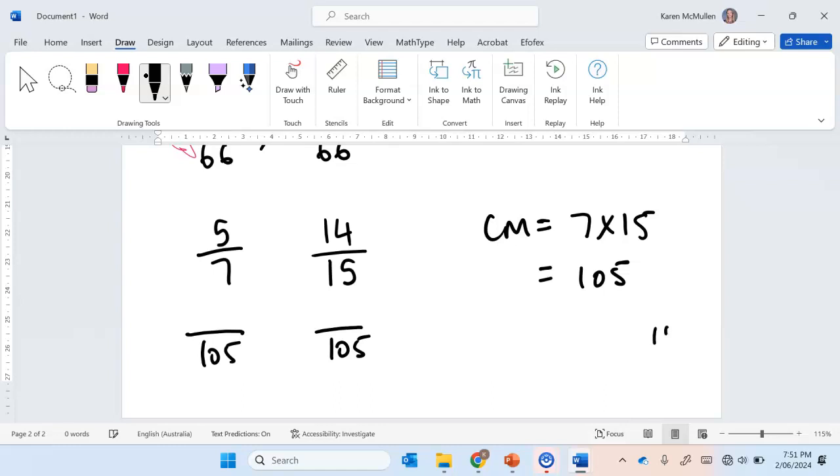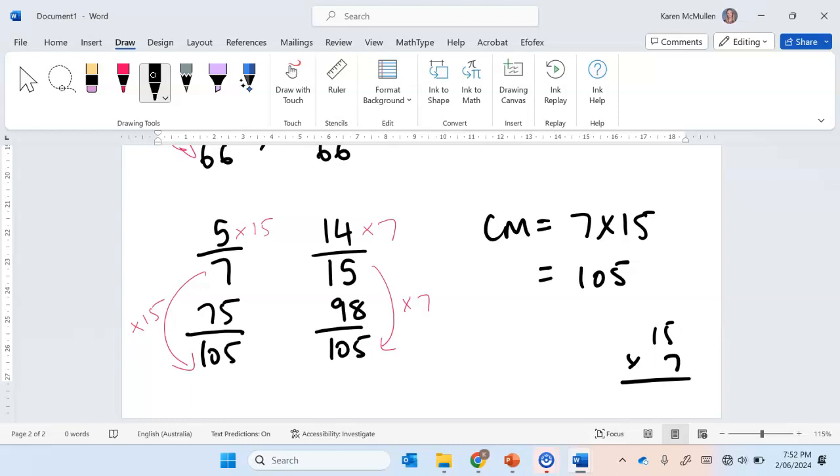If you were doing that, you do your little thing on the side there. So what did we multiply that 7 by to get to 105? We multiplied it by 15, and we multiplied the 15 by 7. Whatever I do to the bottom, I have to do to the top. So in my first fraction, I multiplied that 7 by 15 to get to 105, so I multiply the 5 by 15. So that's going to be 75. And then 14 times 7, 98.